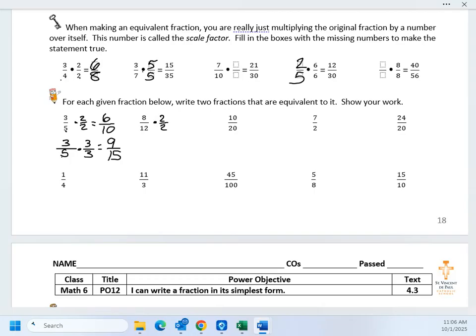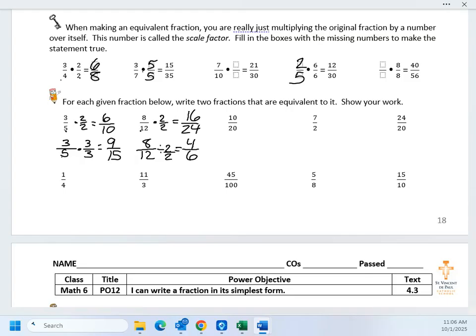I like 2s. 8 times 2 is 16. 12 times 2 is 24. I also look at this and say I can divide it by 2. 8 divided by 2 is 4. 12 divided by 2 is 6. So you can multiply up, you can divide down, simplifying it down. They're still equivalent.